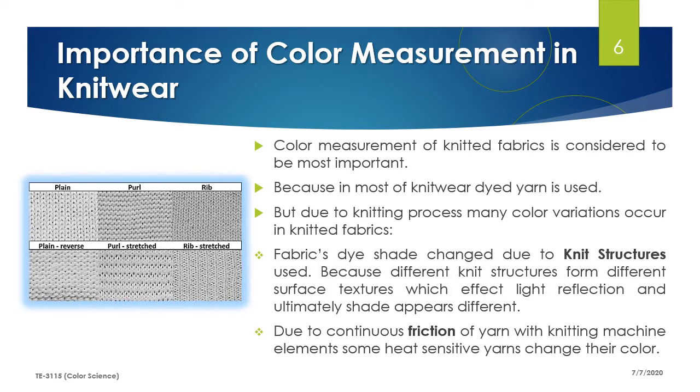An example can be seen here: plain, pearl and rib fabrics manufactured with the same type of yarn, but the plain has more white color, the pearl is lighter, and the rib is more black. So color can be changed by knitted structures. Friction with the knitting needles and knitting machine elements can also change the color of knitted fabrics. So color measurement is the most important parameter in knitwear.